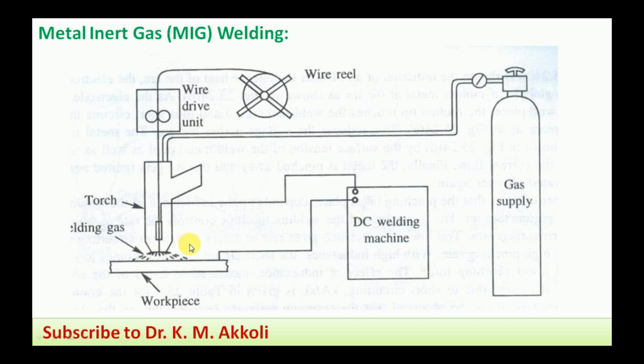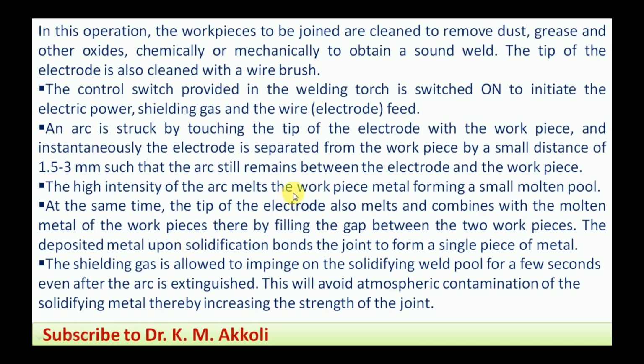The welding can also be carried out by using metal inert gas, and we can explain this here. In this operation, the workpieces to be joined are cleaned, removing the dust, grease and other oxides chemically or manually, to obtain a sound weld. The tip of the electrode is also cleaned with a wire brush. The control switch provided in the welding torch is switched on to initiate the electric power, sealing gas and wire electrode feed.